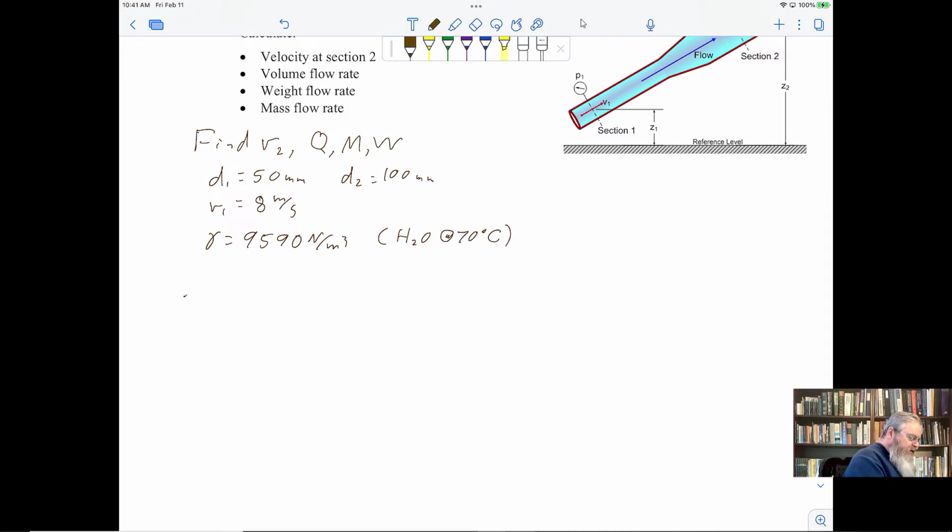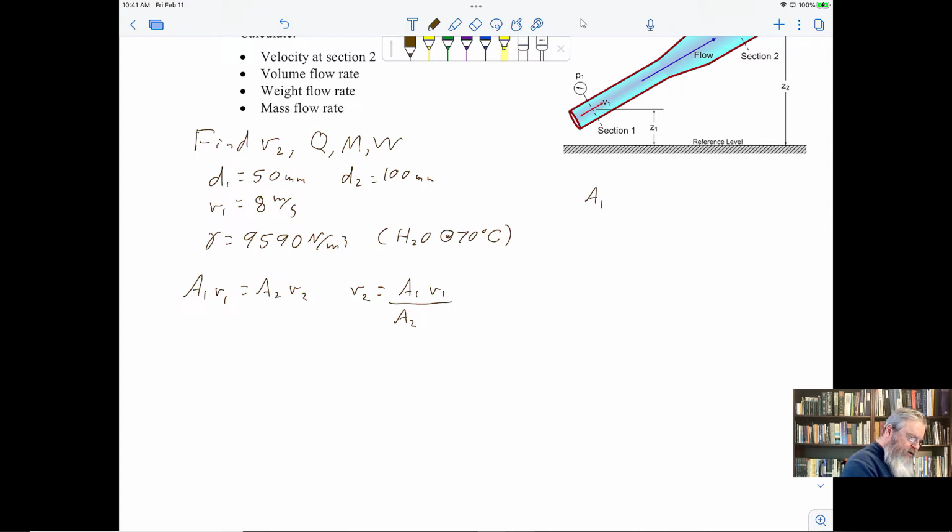So our continuity equation is A1V1 equals A2V2. And we know V1, and we're after V2. It's one of the things that we're after. So let's rearrange this equation and say that V2 is A1 V1 over A2. Now, we could absolutely calculate the areas at 1 and 2, because we know the diameters at both points.